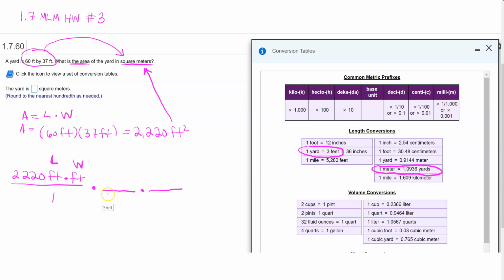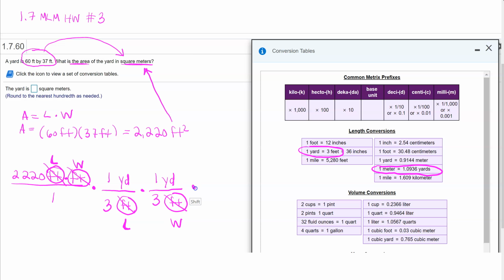To start this off, I'm going to change my length. My length is currently in feet, so I'm going to put feet in the denominator. That length is going to be converted from feet into yards because I know 1 yard cashes in for 3 feet. That'll convert my length into yards, but I need to repeat that for my width. Right now my width is in feet, so I'm going to put feet in the denominator down here. Again, 1 yard is going to cash in for 3 feet. So my width now is going to be converted into yards.